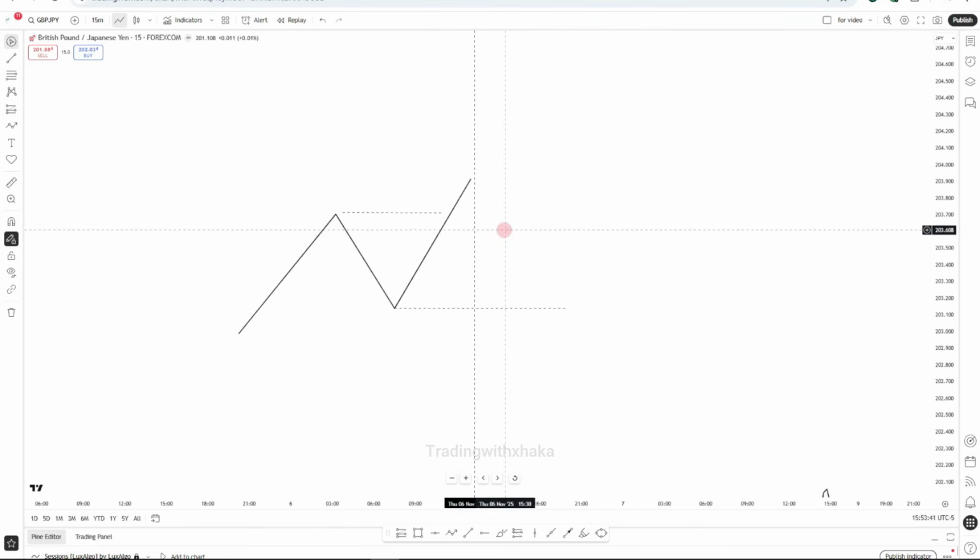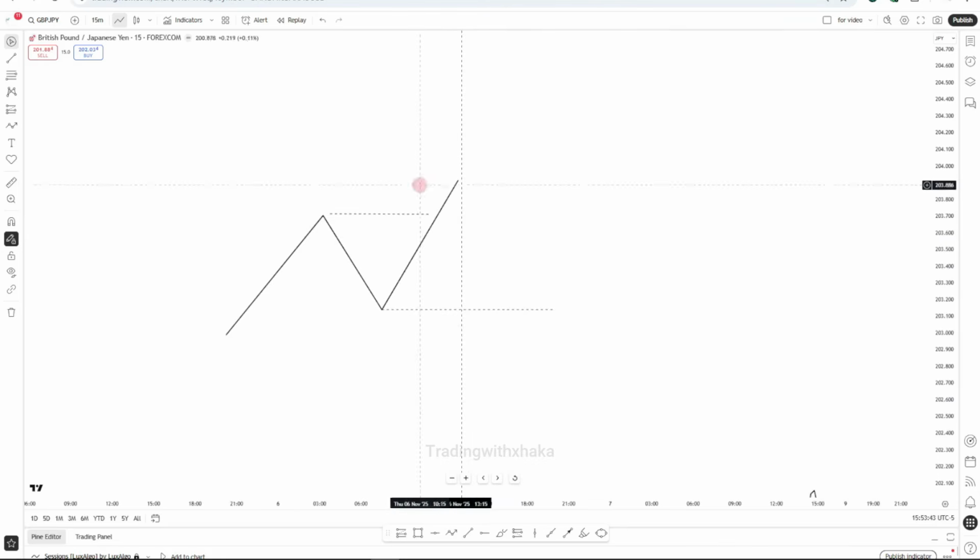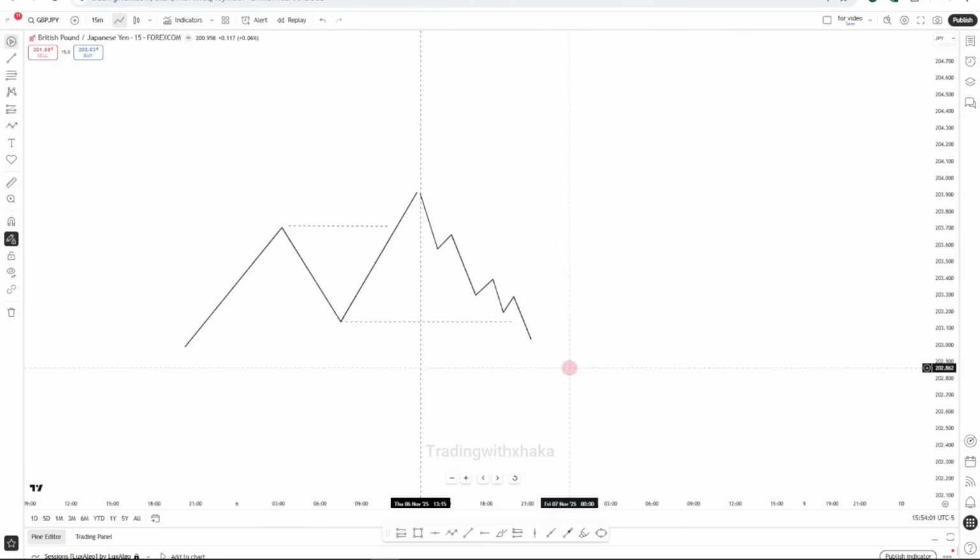The next thing you will do is to move down to the 1 minute time frame, wait for price to pull back into this low, sweep this low. After the sweep of the low, you want to see a market structure shift.